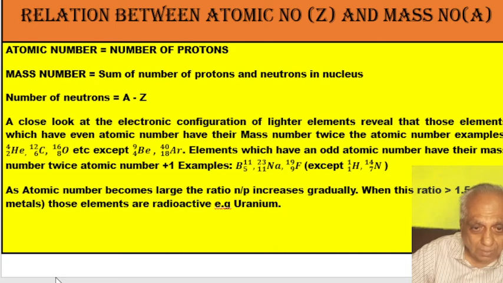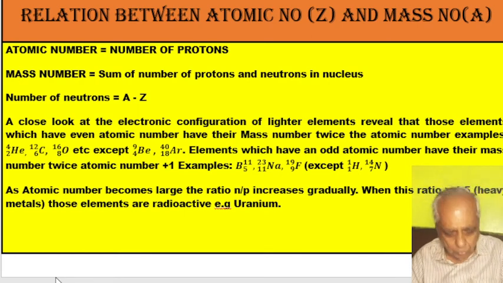Now you see the exceptions. Exceptions also learn. Beryllium, 4 is atomic number, but mass number is 9. 4 is an even number. Argon, atomic number is 12, mass number is 40. Okay, and now let us see the odd numbers. Boron, it is 5 atomic number, mass number is 10 plus 1, 11. Sodium, atomic number 11, so mass number is 22 plus 1, 23. Fluorine, atomic number is 9, so mass number is 18 plus 1, 19. Exceptions. Hydrogen, atomic number 1, mass number 1. Nitrogen, atomic number 7, mass number 14. It is not 15. So this you should just know.